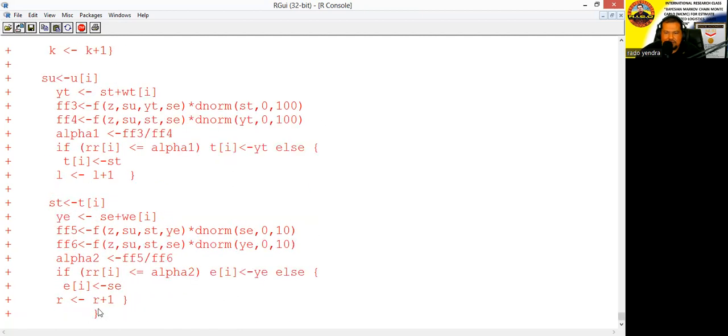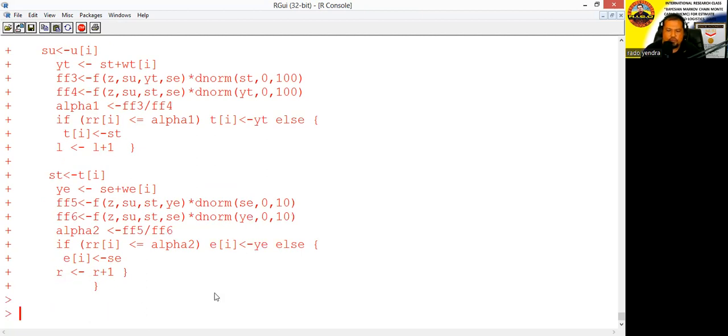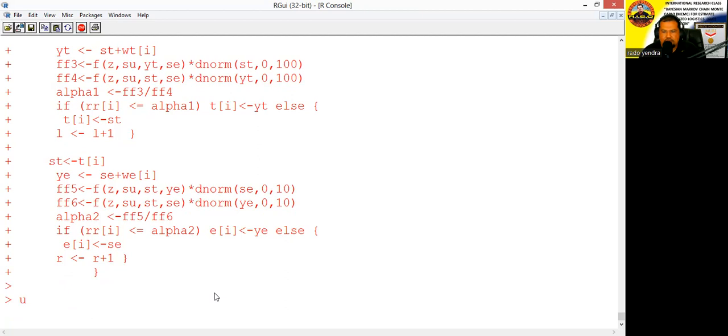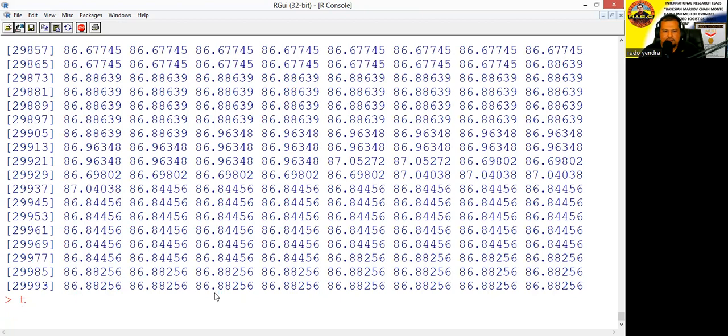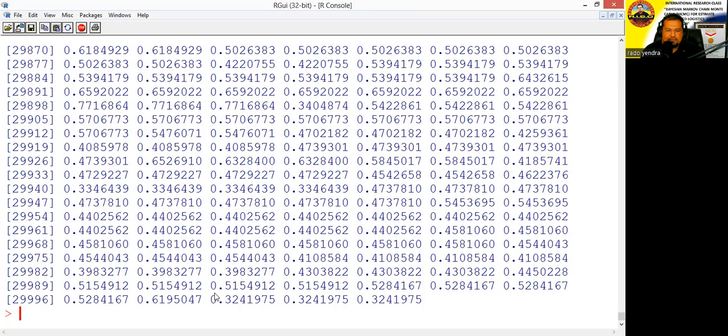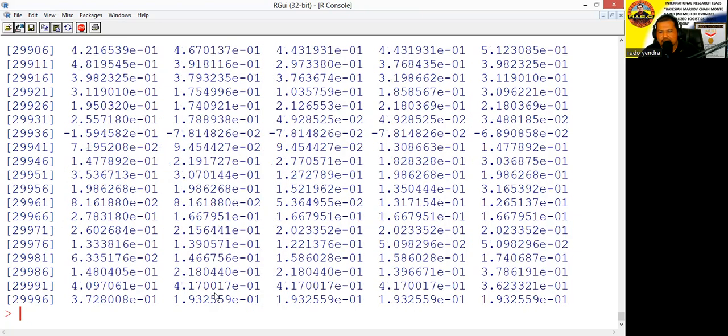Okay, after that, we try to check what the U parameter is. Of course, we must have the 30,000 parameter U. Okay, this one. And then we have the 30,000 parameter for T. Okay, this one. And we must have the 30,000 for parameter E. After we have the 30,000 for each parameter, we need methods to choose which one is the best parameter.